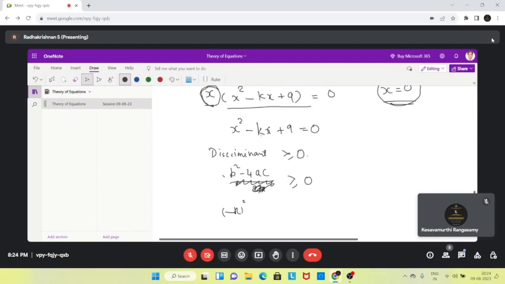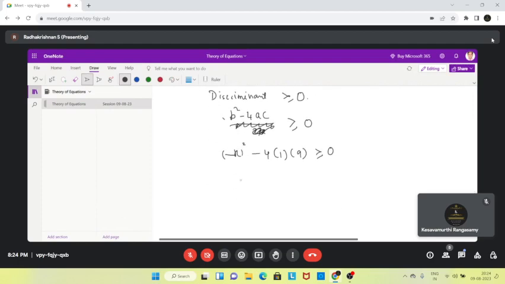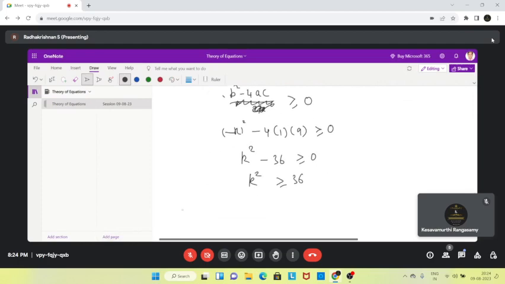Now b is minus k, so minus k the whole square minus 4ac. This is your condition. So k square greater than or equal to 36, which means k is plus or minus 6 or beyond.